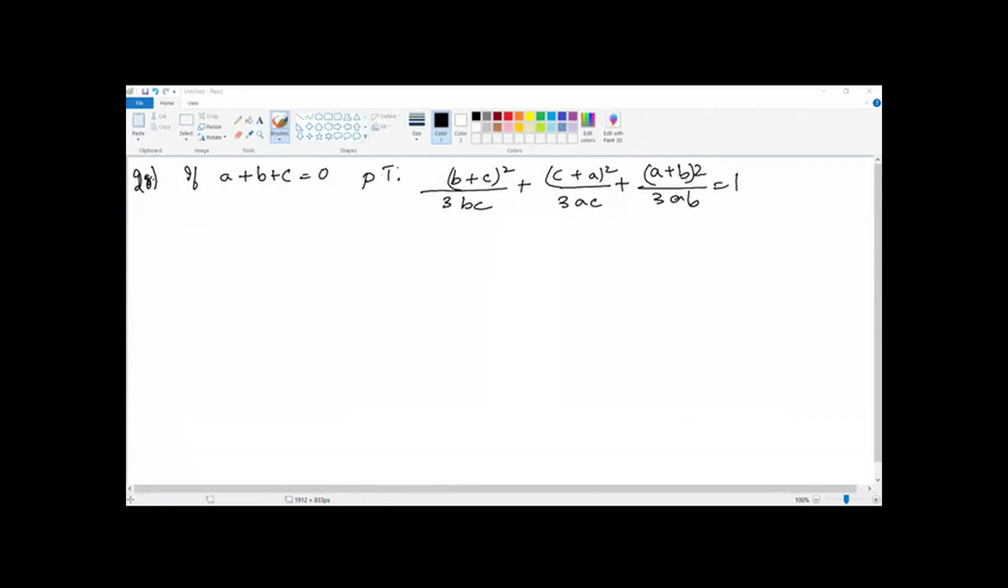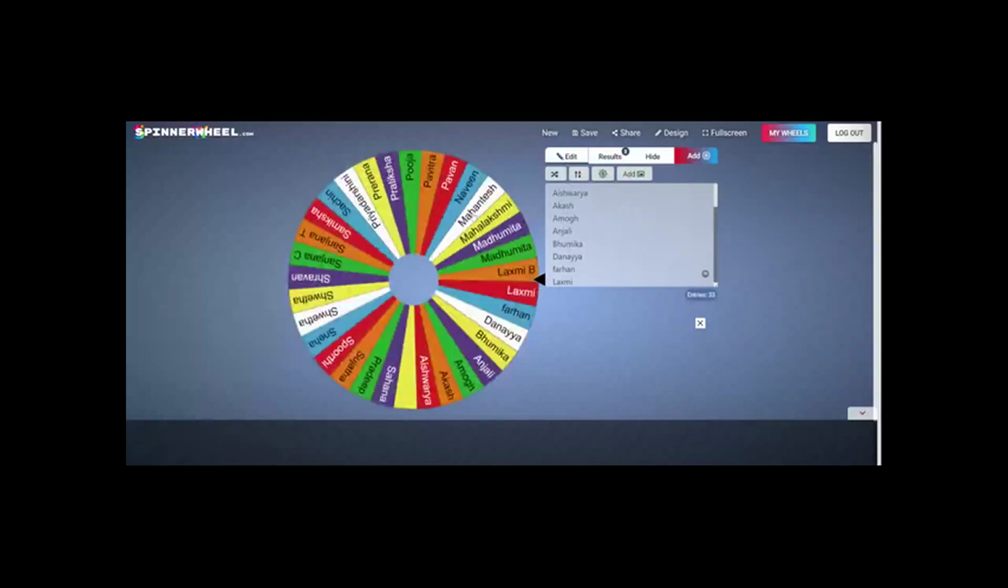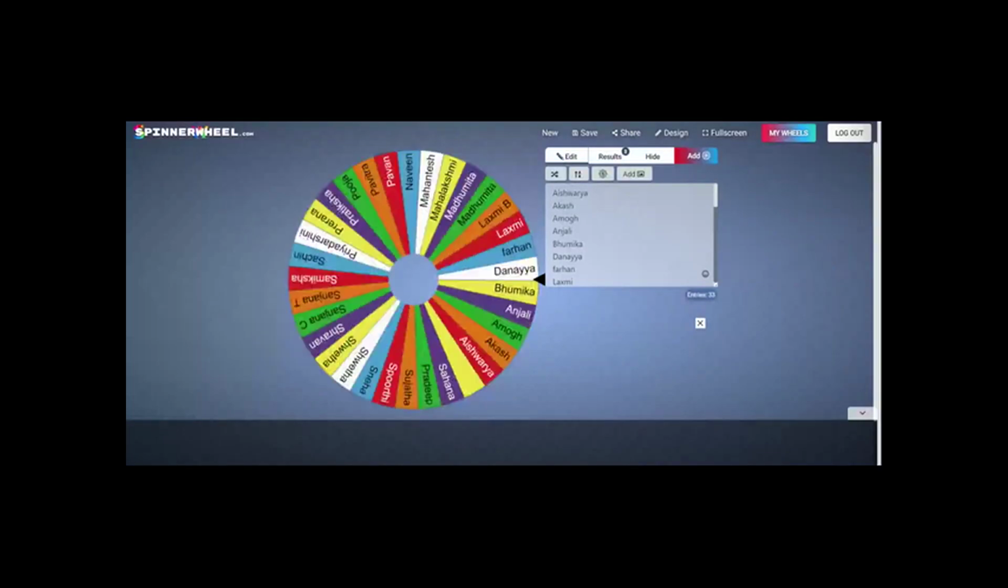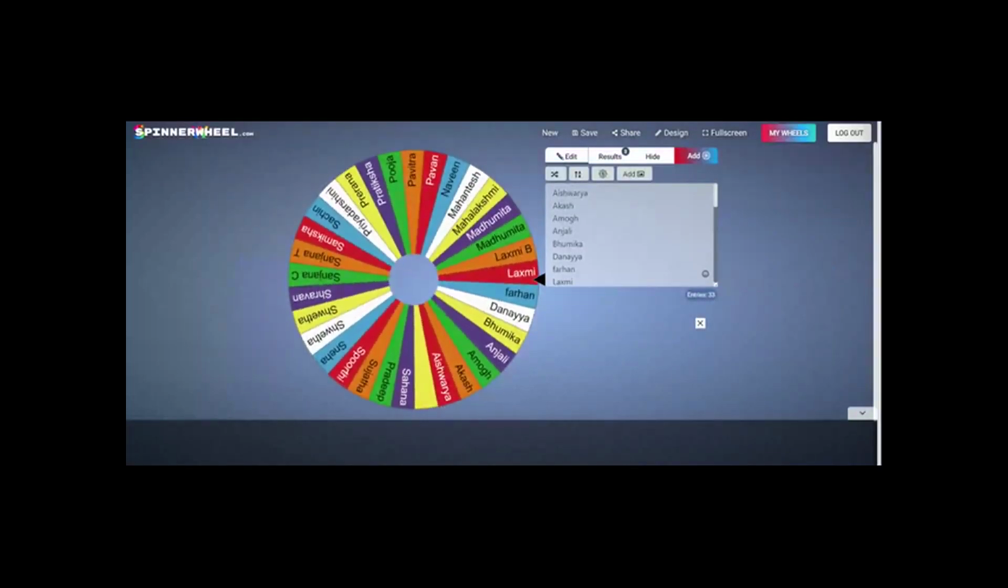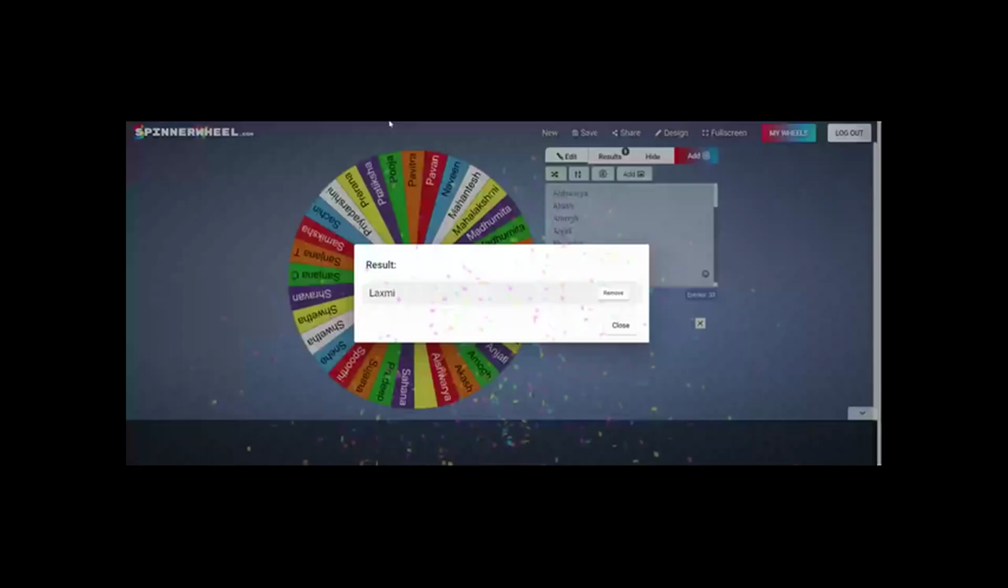Got it? Wait, ma'am. Wait, I'll spin the wheel. You have to tell me. Whoever gets it must tell me. Lakshmi. Lakshmi is there? Lakshmi? Not there.